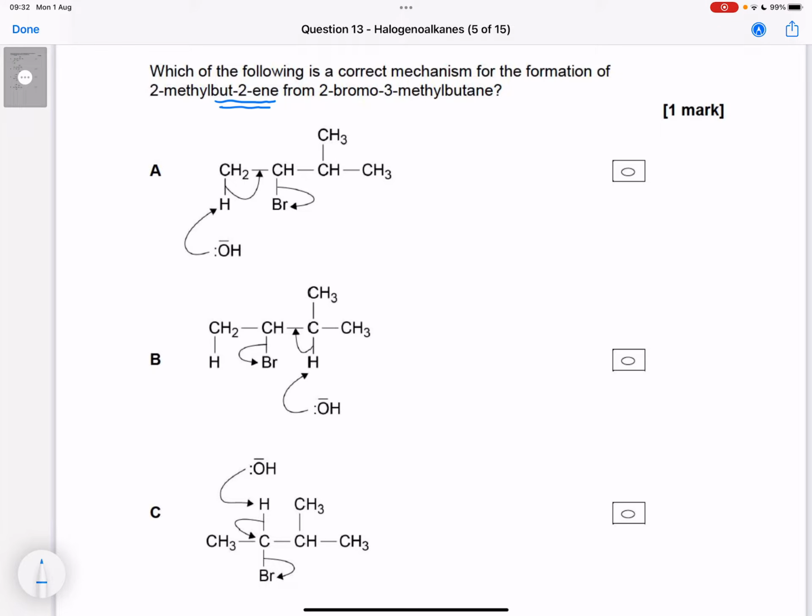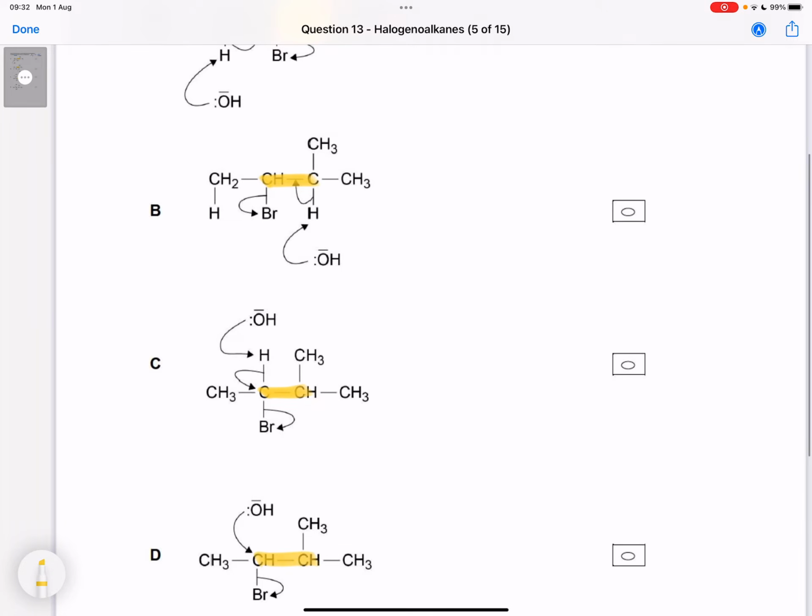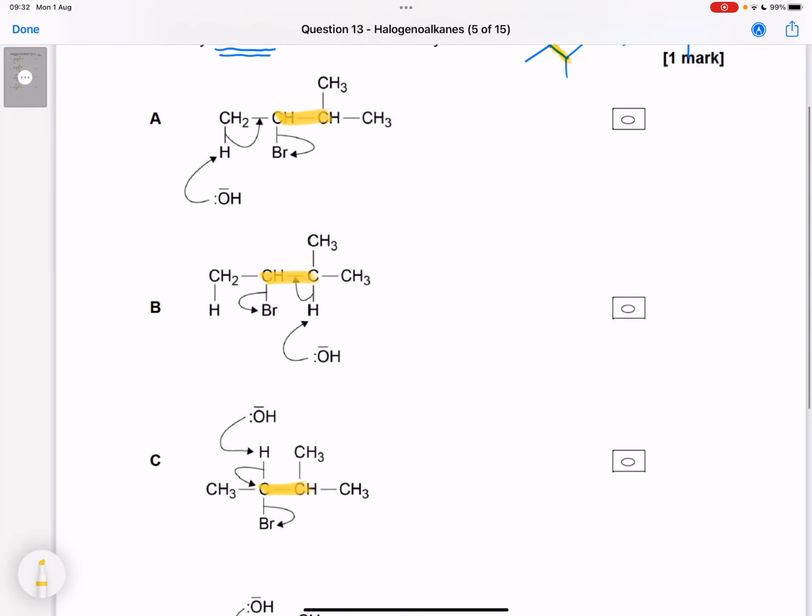That means our double bond, so we're going from 2-bromo-3-methylbutane to but-2-ene with a 2-methyl group on. So we're trying to end up with our double bond between where the bromine is and where the methyl group is. That's quite important. So if we were to take a highlighter, we want to end up with the double bond here. So we want to end up with the double bond between these two carbons. So that's important about where the curly arrows go.